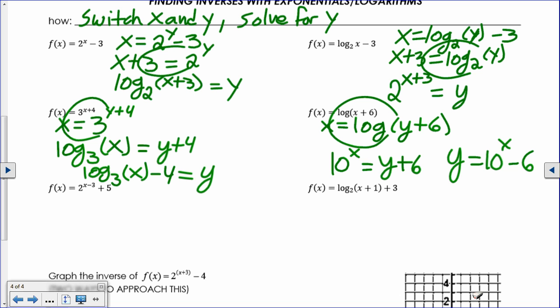Alright, now what I want you guys to do is pick one of the 2 bottom ones, either this one or that one, and do it. I'll put both of the answers up in a second, but I want you to pick one of those 2 and do it all the way through. And then I'll put the answers up so you guys can check.